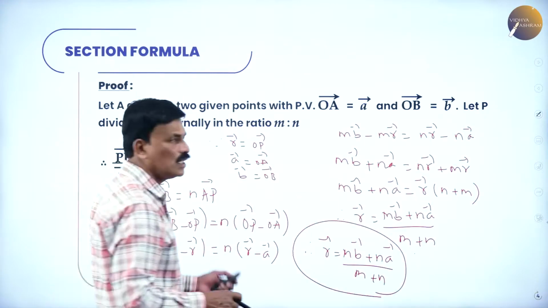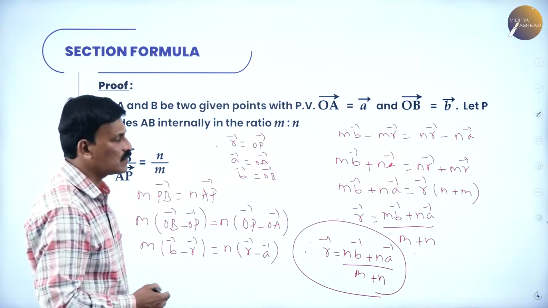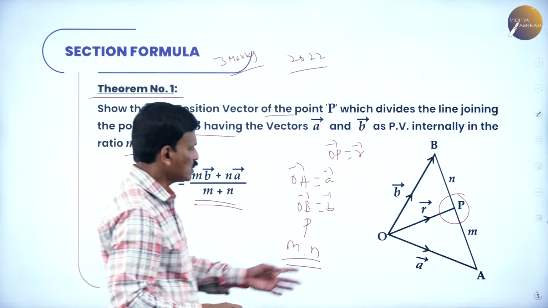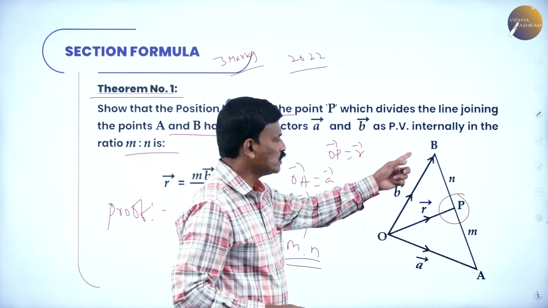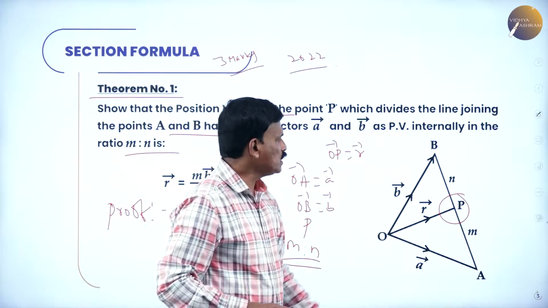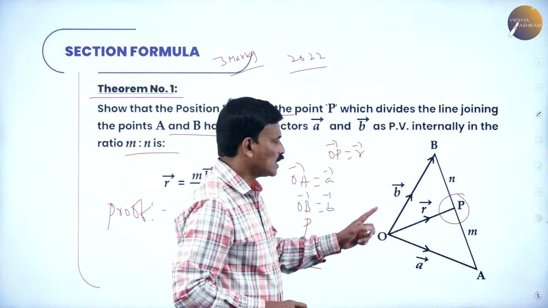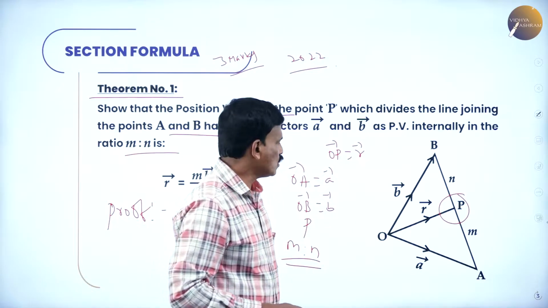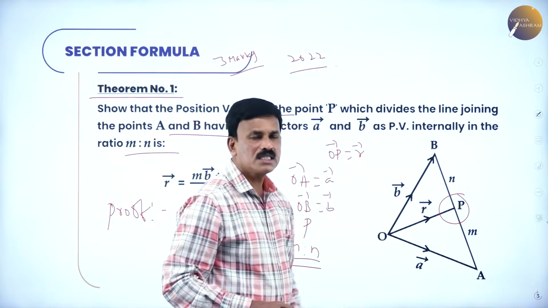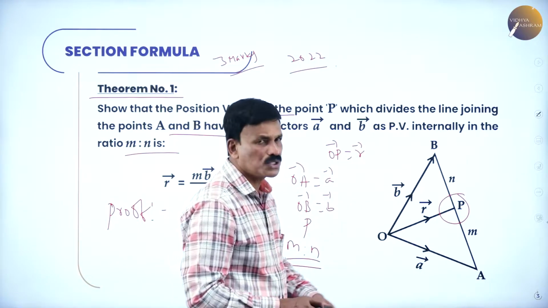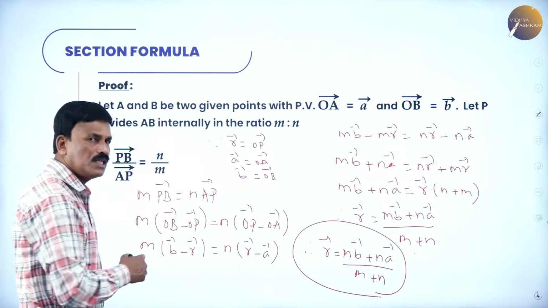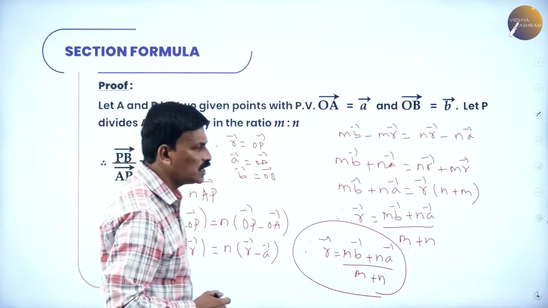So let A and B be the position vectors of the points, vector OA equal to A and vector OB equal to B. Let P be any point on the line AB whose position vector is vector OP equal to R. This P divides AB internally in the ratio m is to n. So from the figure we can write vector PB divided by vector AP is equal to n by m.